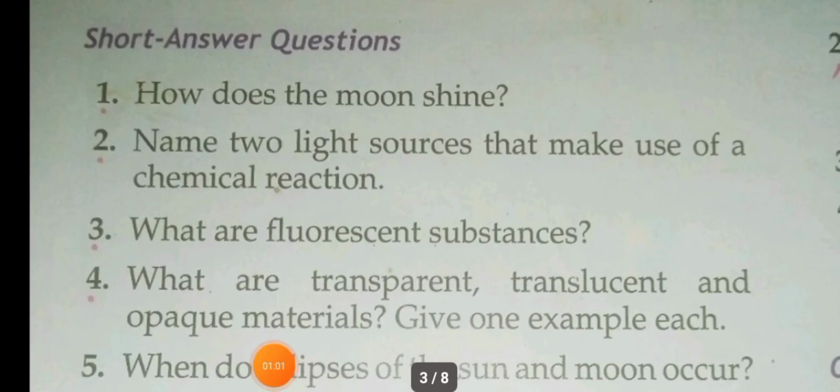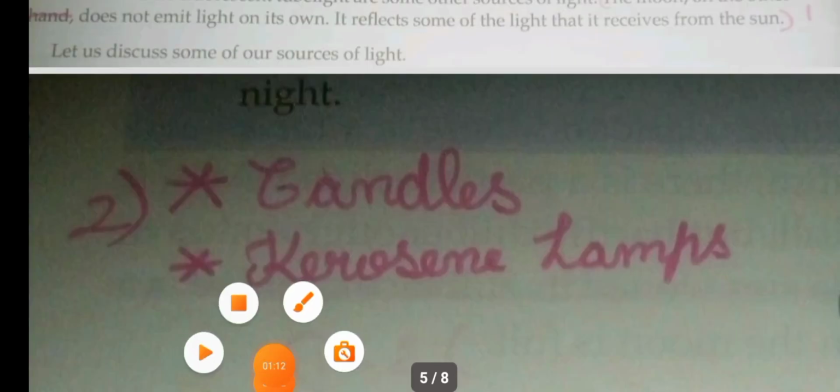Question number 2. Name two light sources that make use of a chemical reaction. So, two light sources that make use of a chemical reaction we have to answer. And the answers are candles and kerosene lamps. Candles and kerosene lamps make use of chemical reactions.